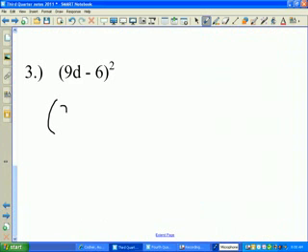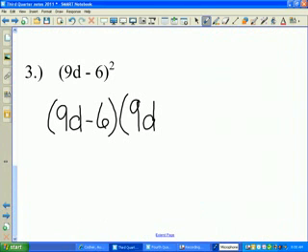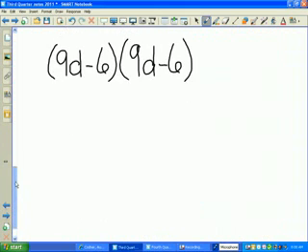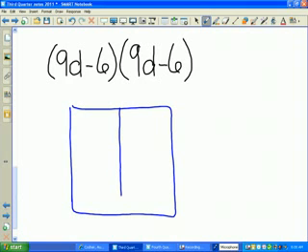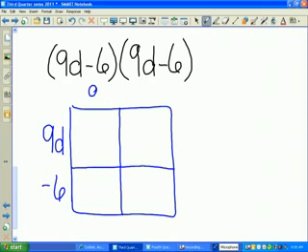So again, I have my base and it's being written out twice. So again, we can either do the box or we can do foil. So right now, I'll try box again. So since I have two terms being multiplied by itself, I'm going to write each term for each box. And in order to fill it, I'm going to have to multiply.